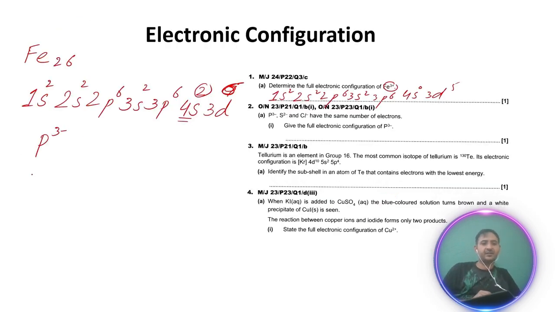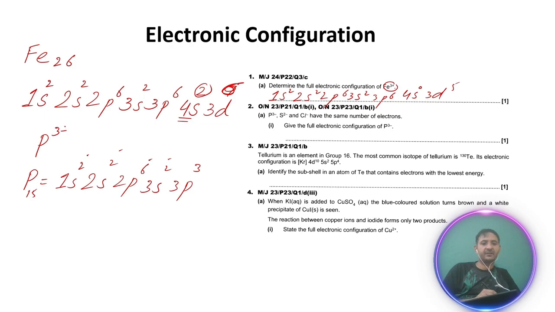So first I will write the configuration of simple P. There are 15 electrons. 1s2, then 2s2, and 2p6, 3s2, and then 3p. 6 plus 2, 8, plus 2, 10, plus 2, 12, and there are 3.